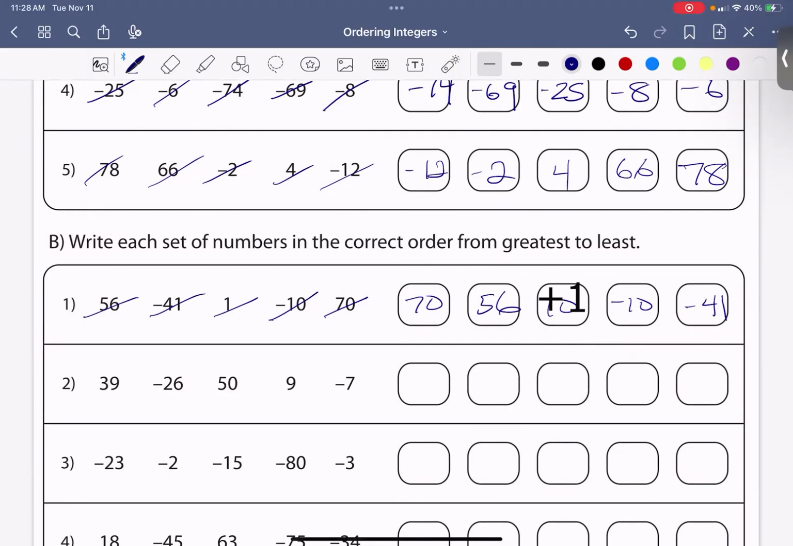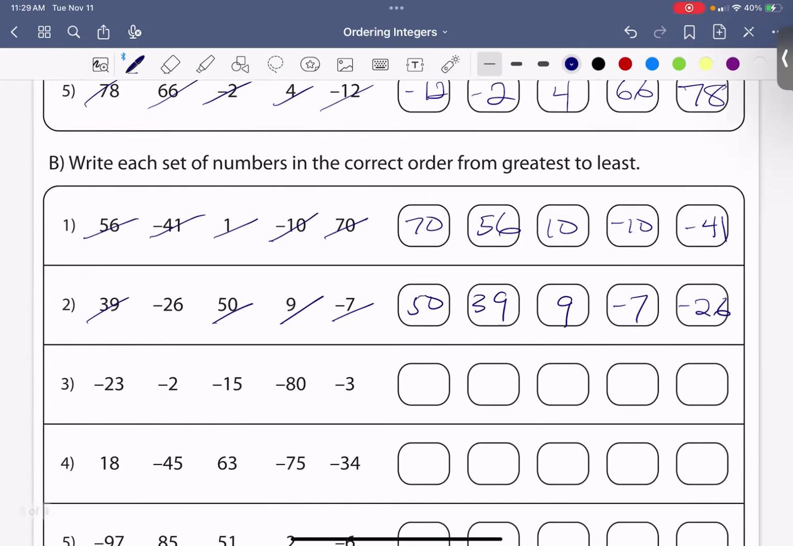Let's look at the next one. So we have positive and negative numbers. We're going to start with the largest of the positive numbers. The largest of the positive numbers is 50. Then 39. Then 9. Then negative 7. Then negative 26.